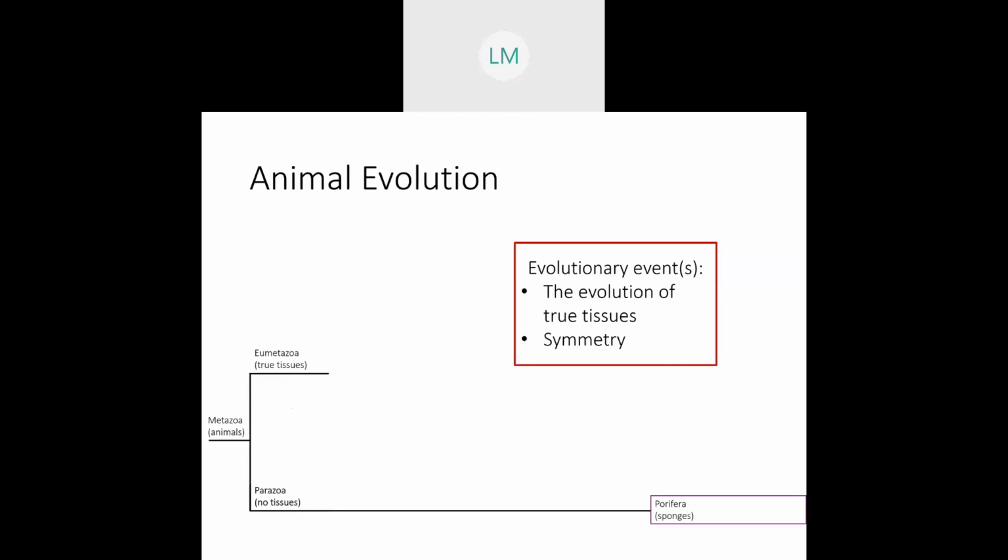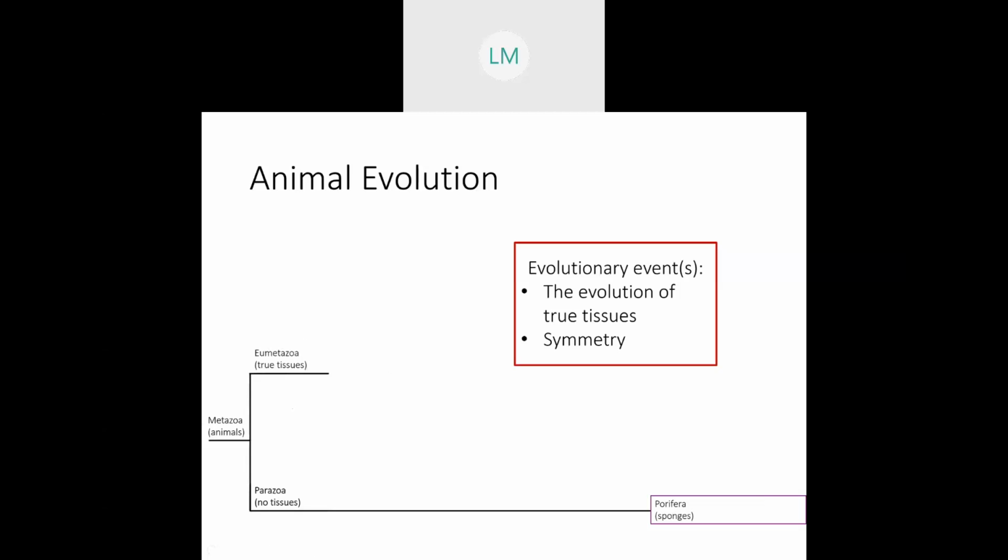So animals that don't have any true tissues and also don't have any symmetry are in the group Parazoa, and those are our sponges, phylum Porifera. So all of our phyla are going to line up over here on the right side of the screen. So we get this split into no tissues versus yes, we have tissues. So that's going to be up here.